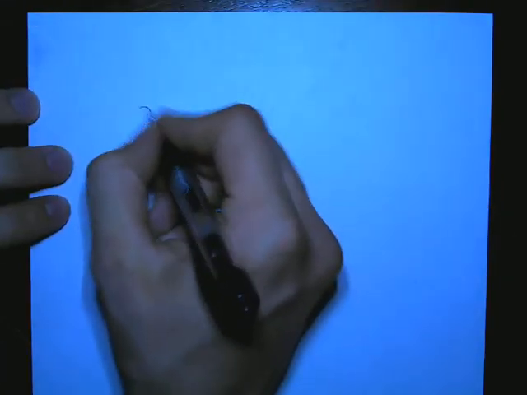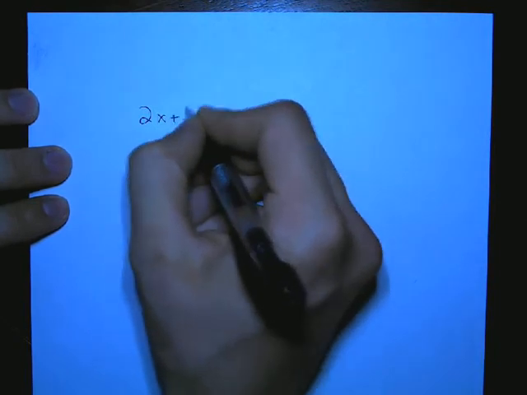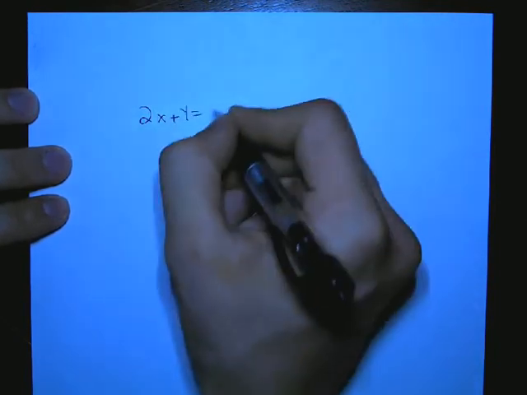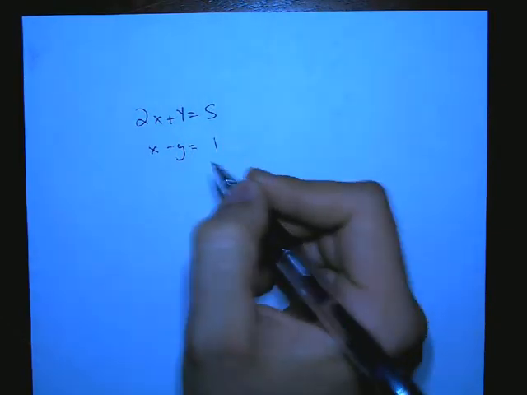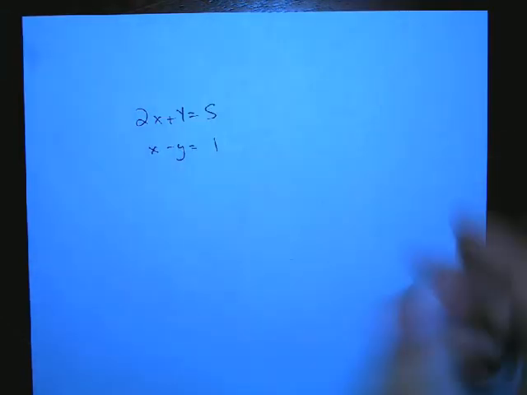Alright, another kind of method for solving systems is called elimination. Elimination is where you add the two equations together and get a variable to cancel out. For example, if I have 2x plus y is equal to 5 and x minus y is equal to 1, I can solve this using elimination.